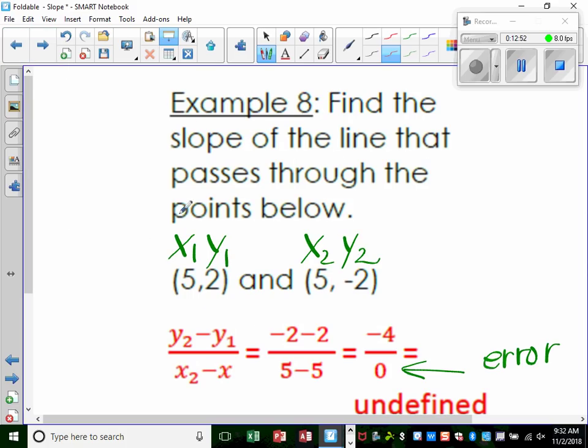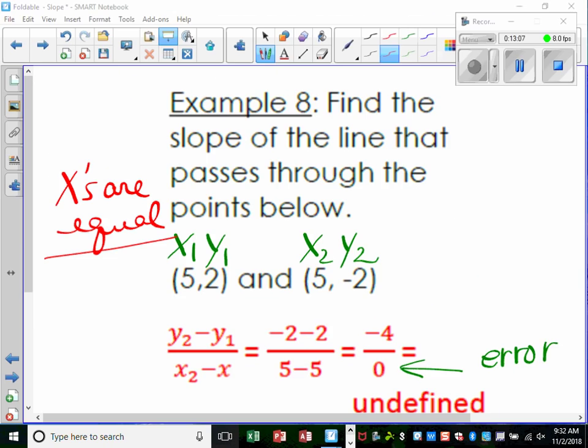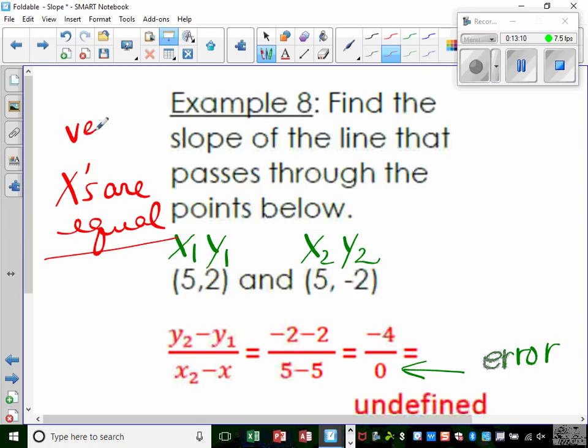Here it is right here. Now you notice the x's are equal. So put x's are equal. So for vertical lines, the x values will be the same. And notice in the formula, the x values are at the bottom. So if they're the same, you're always going to be subtracting the number from itself, and that's undefined.